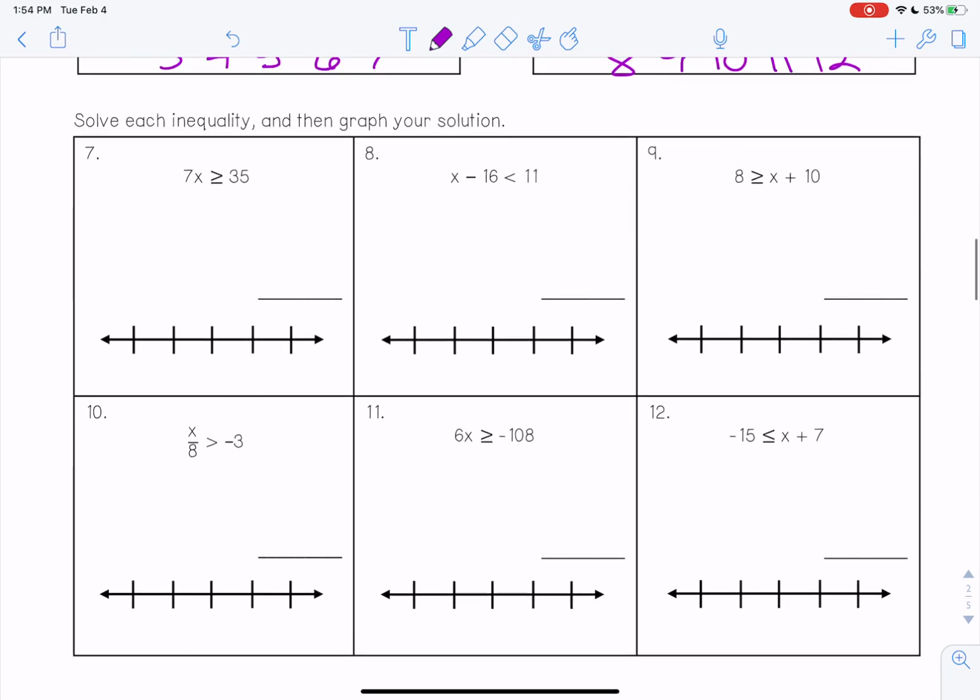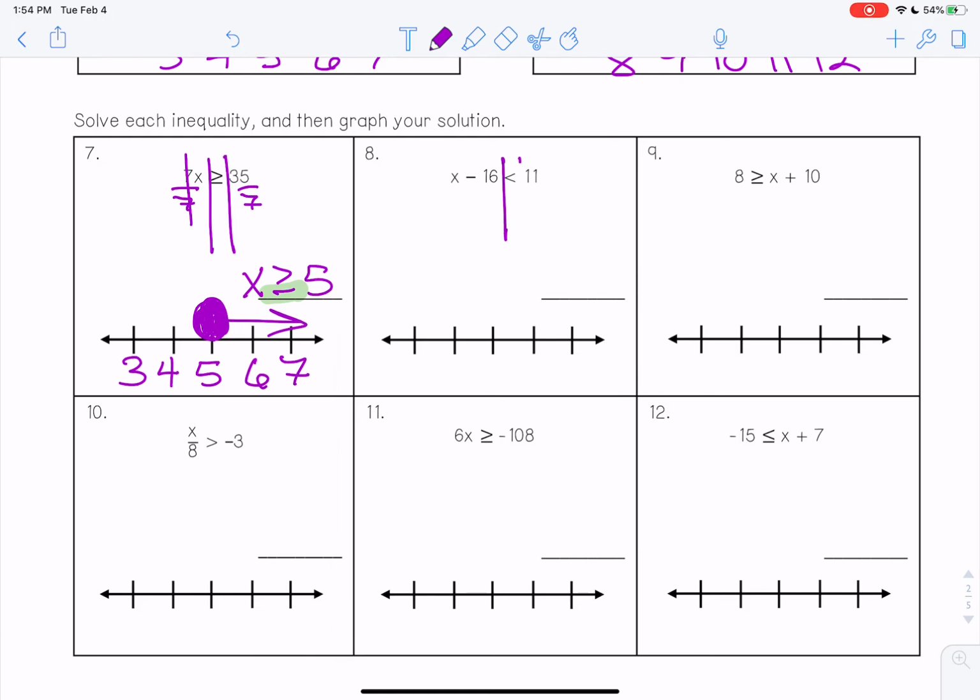All right, moving on. For 7, river, divide both sides by 7. You get X is greater than or equal to 5. 5 is going to go in the middle. I'm going to choose a couple of numbers bigger, a couple of numbers smaller, and put my bubble. We have the equal sign, so my bubble's going to be filled in. X is all the numbers bigger than 5, so I'm going to point my arrow in the direction of the numbers bigger than 5.